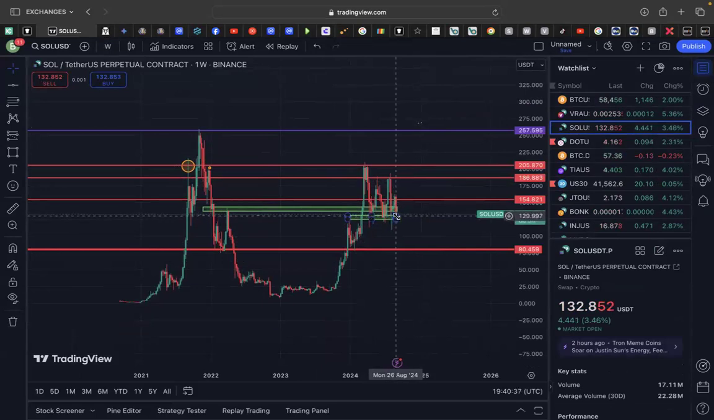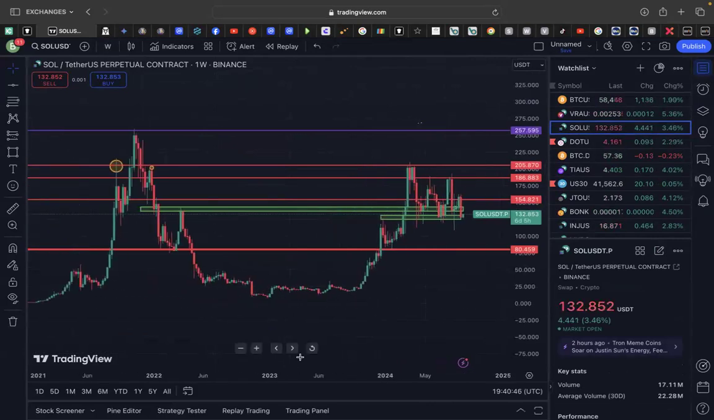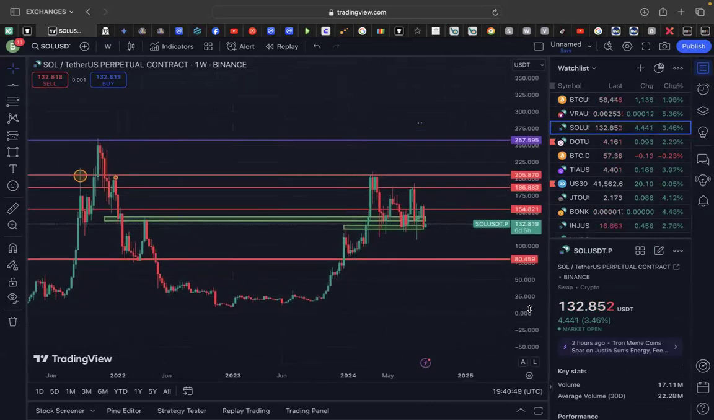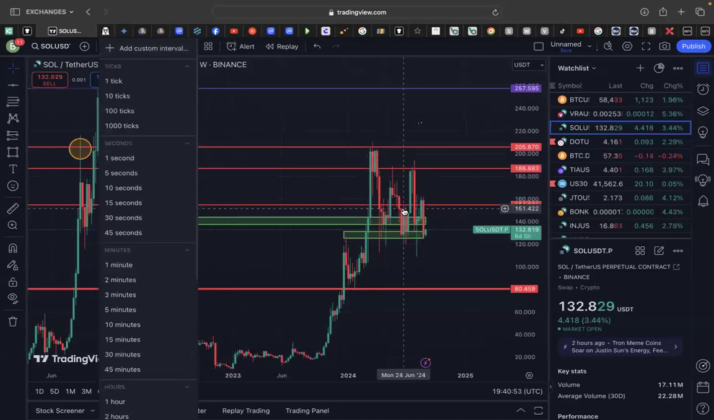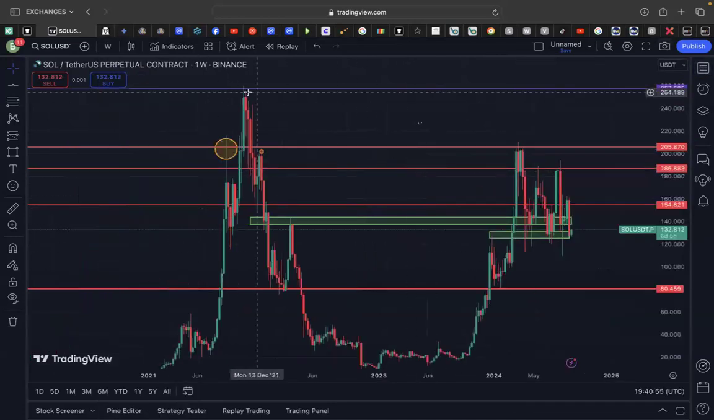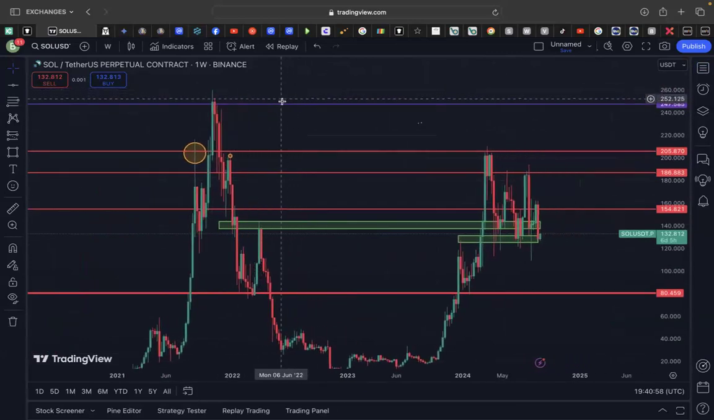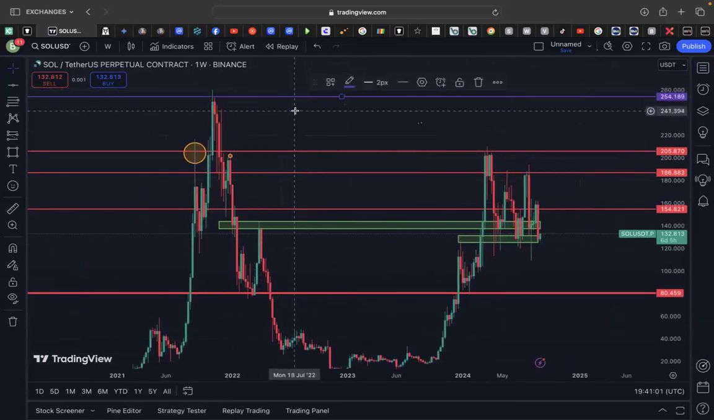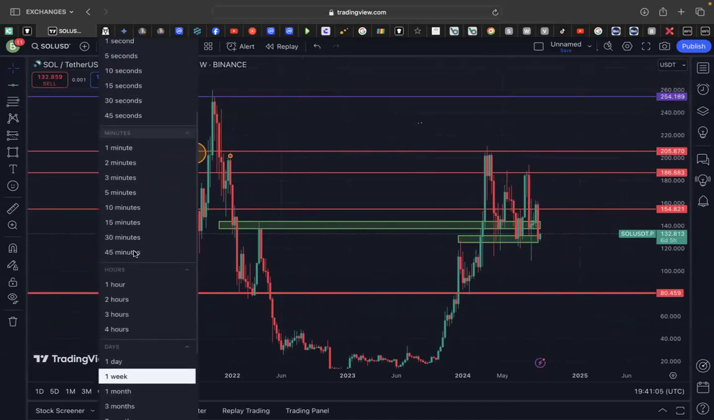These are levels that I've been using for the last few months, trading Solana in between these levels. As you can see, I'm on a big chart, the 1 week chart. Usually for trading, we do not use the 1 week chart. It's too big.